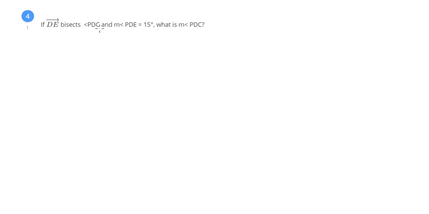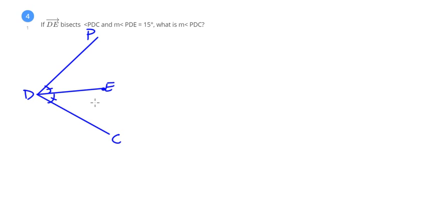So, okay, so that's 3. 4, if DE bisects angle PDC. So I'm going to draw it right off the bat. Angle PDC. Oops, that's not a P, that's the D. Let's make that look better. P, D, and C. And it says D to E bisects it. So I'm going to try to put E as close to the middle as I can, so that it looks like I've cut this exactly in half, because we now know that this is the same as that.